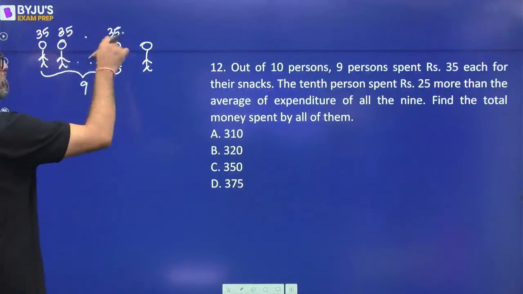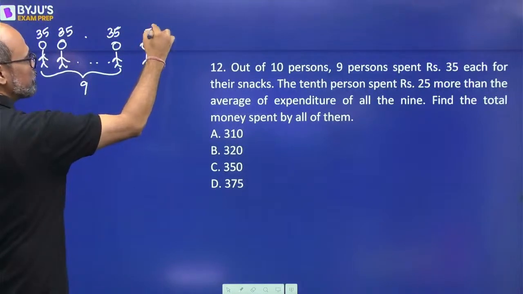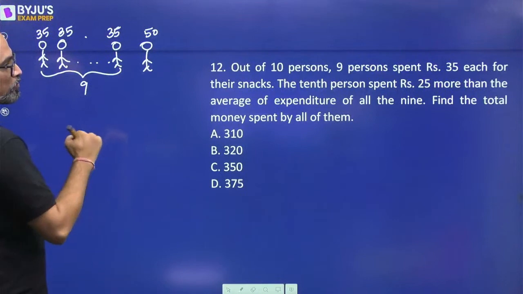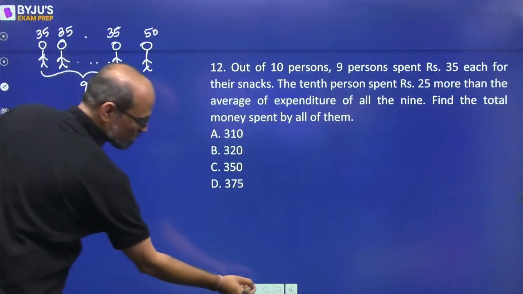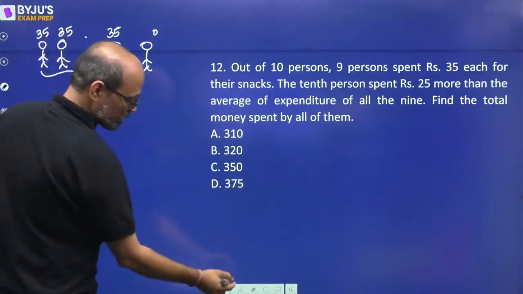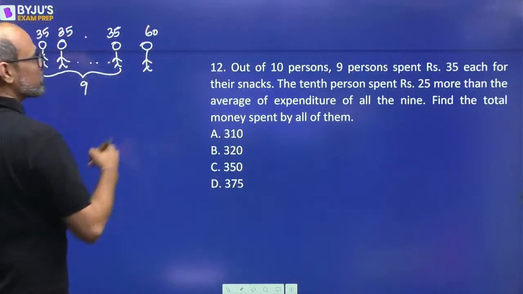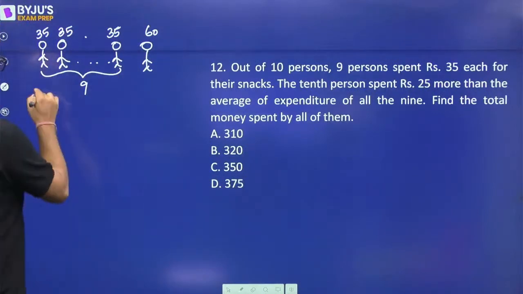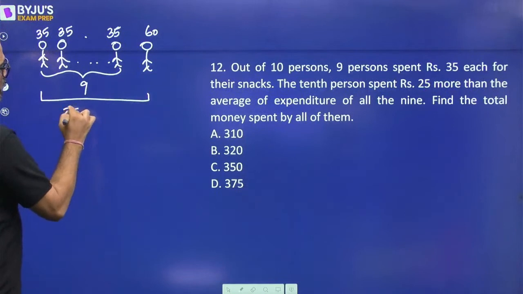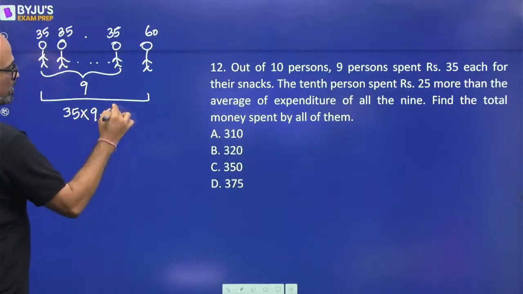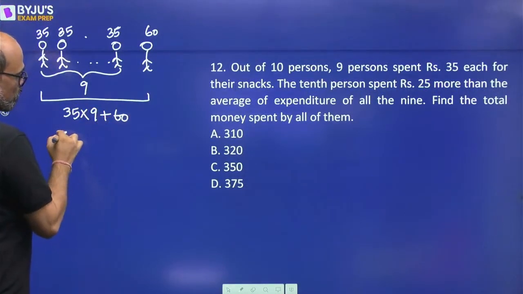So can we say if they have spent 35 rupees, this guy must have spent 50? Sorry, not 50. It's 25 more, so it should be 60. 35 plus 25 is 60. So can we say the total expense was 35 into 9 plus 60? Now I don't know what this value is.